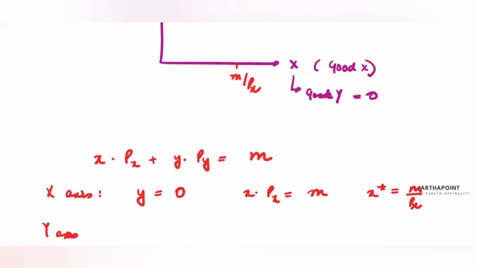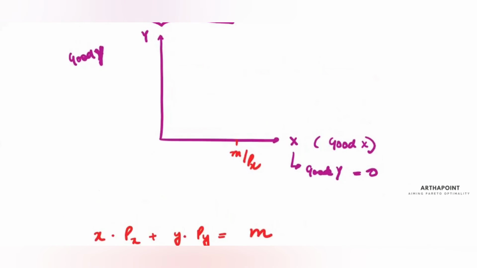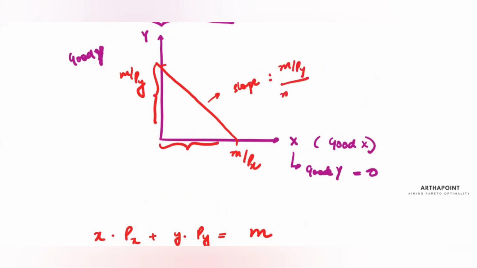On the y-axis, my X will be 0. So Y Py will be M. So my Y will be M by Py. This will be my intercept on the y-axis. I will join these intercepts and I will get my budget line. This is my budget line. The slope of this budget line will be perpendicular by base. So M by Py upon M by Px, which will be Px by Py. Since the budget line is downward sloping, I will have a negative sign.